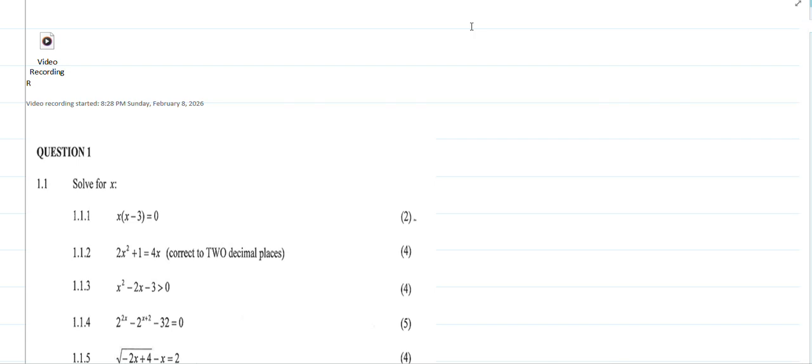Right, let us take a look at question 1 from the DBE 2024 November question paper. So now the first question, 1.1.1, the question says solve for x. So now let us solve for x there.